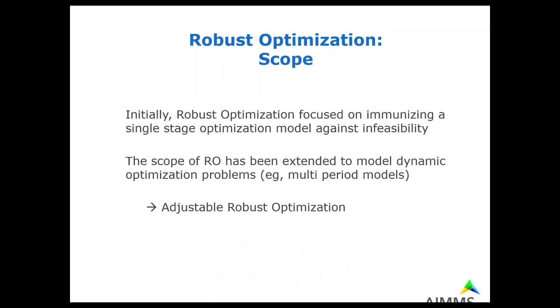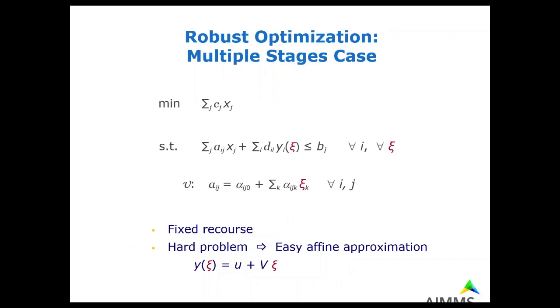Initially, robust optimization was focused on immunizing a single-stage optimization model against infeasibility. But later on, the scope of robust optimization has been extended to model dynamic optimization problems, for example, multi-period models. And in that case, we talk about adjustable robust optimization. The term adjustable comes from the fact that we can distinguish between decisions that are here and now, that are supposed to be independent of our data realization, and decisions that are adjustable, so that may depend on the data. And then our robust optimization model will be formulated like shown on this slide, where the coefficients of the non-adjustable variables are assumed to be some kind of linear combination in our uncertainty data.